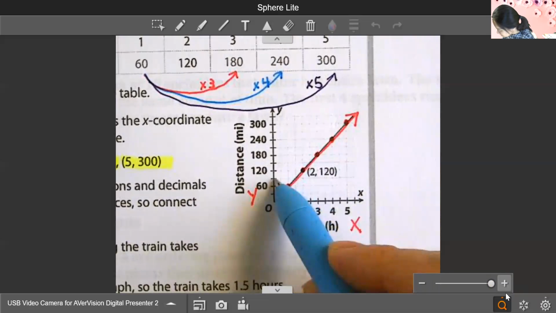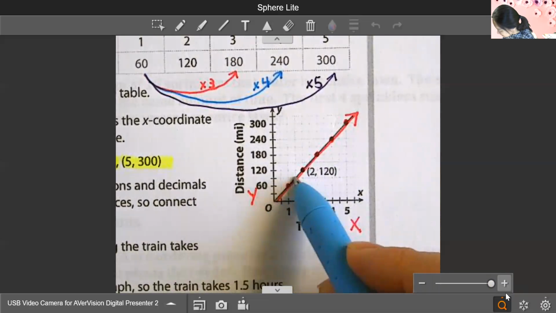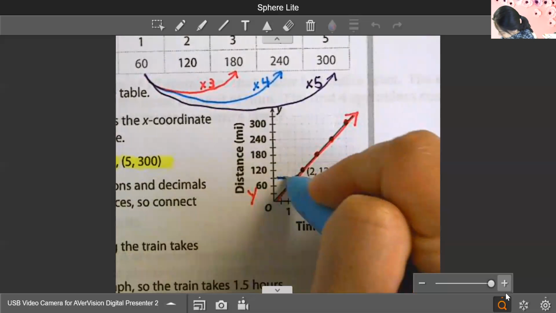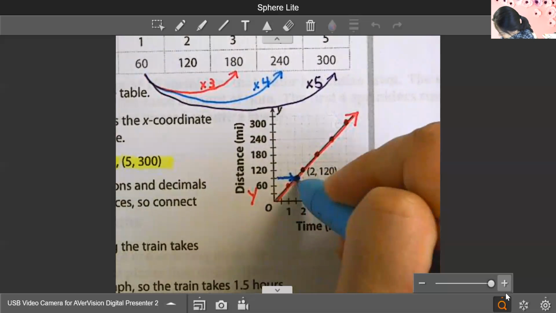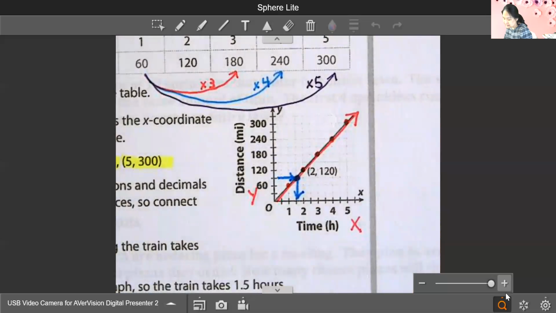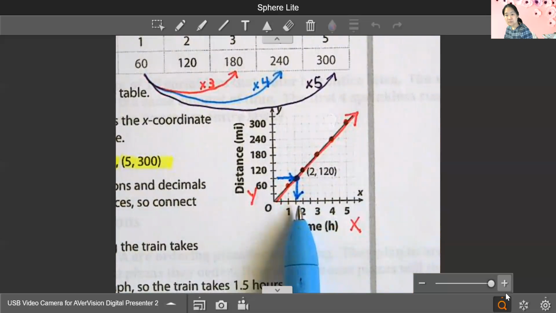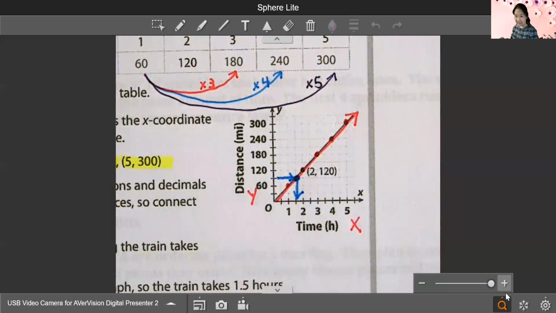So what I'm going to do is go straight right here and make a dot where the line is. Okay, so right there. And I'm going to see how many hours that is. You see that's right here. It's right in between 1 and 2 hours, which is 1.5 hours, 1 and 5/10 hours.